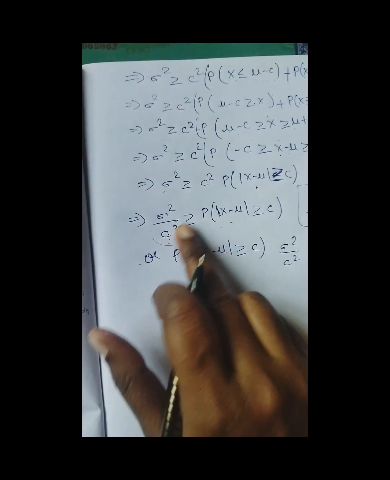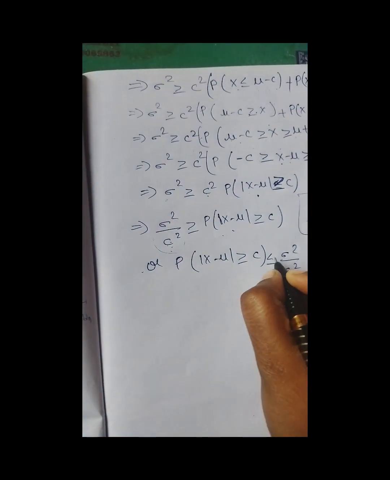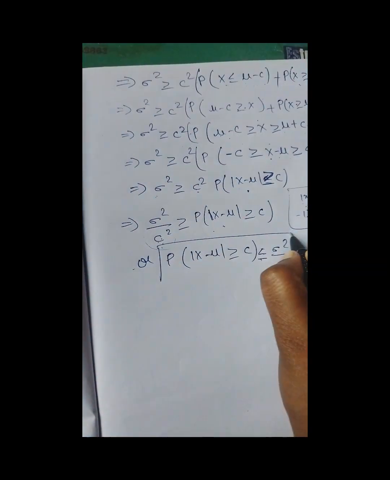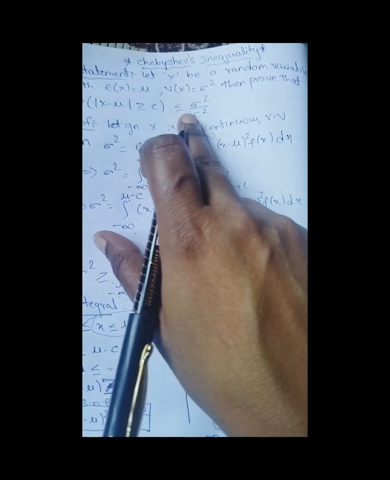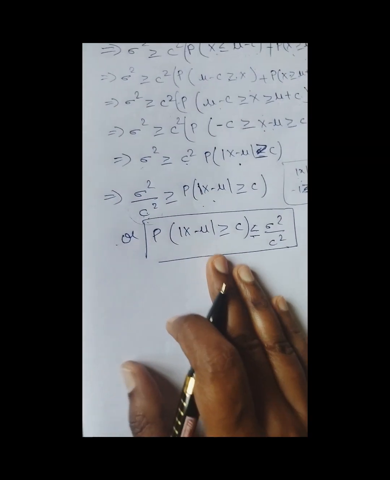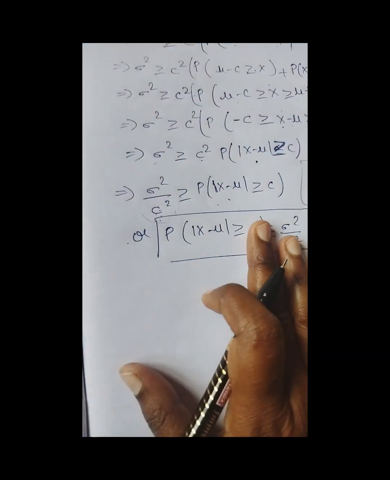From these two terms, which is highest? Sigma square by c square. So shift the symbol to that side, so less than or equal to sigma square by c square. So this is what you need to prove. So probability of mod x minus mu greater than or equal to c is less than or equal to sigma square by c square. Here also we got the same thing. By this, Chebyshev's inequality is proved.